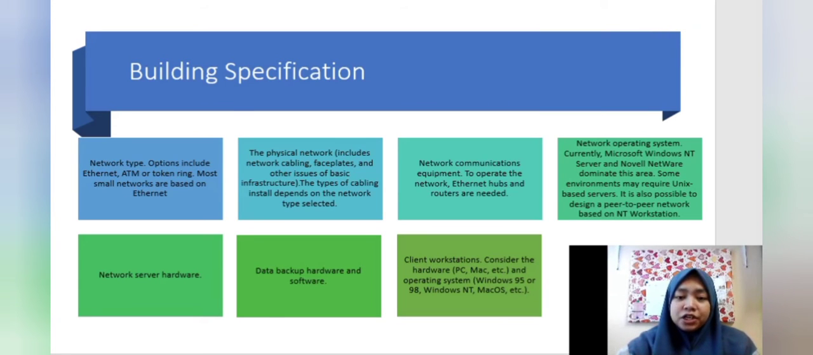Next, network communication equipment. To operate the network, Ethernet hubs and routers are needed. Network operating system: currently, Microsoft Windows NT Server and Novell Network dominate this area. Some environments may require Unix-based servers. It is also possible to design a peer-to-peer network based on NT workstation. Next is the network server hardware, data backup hardware and software, and also the client workstation, which is considered the hardware such as PC, Mac, and operating systems such as Windows or Mac OS, and so on.